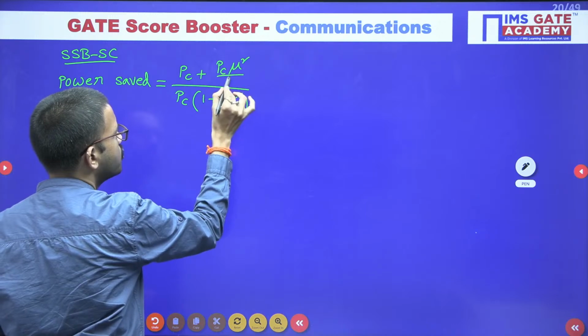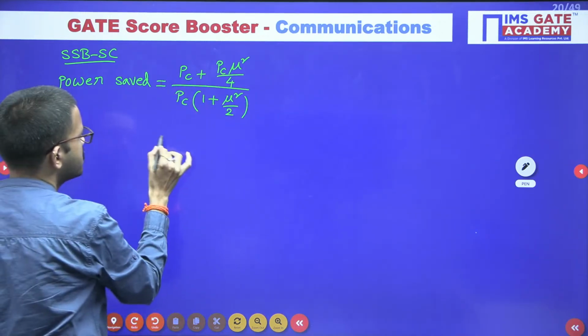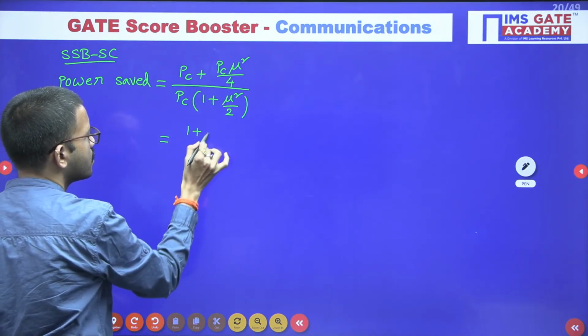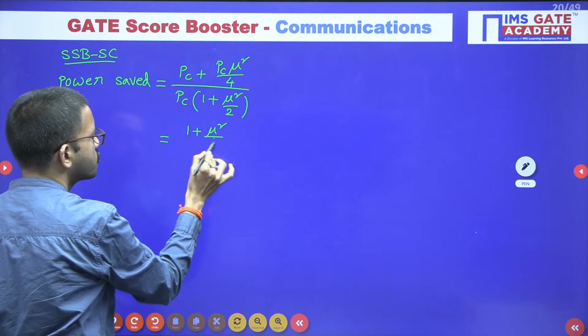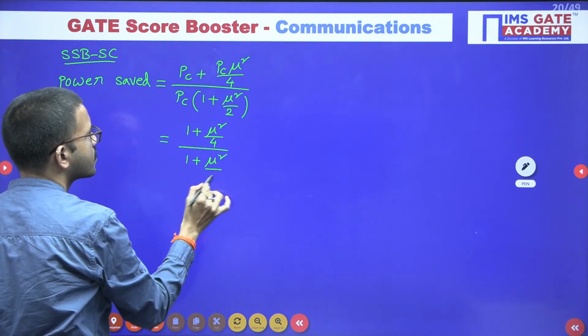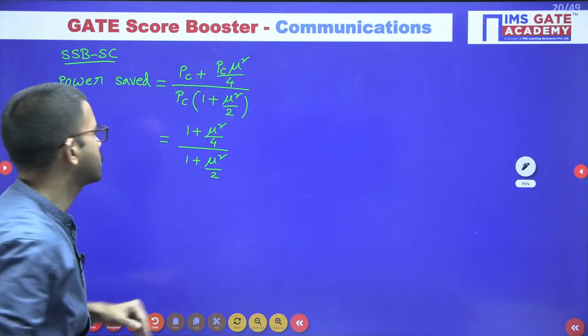PC mu square by 4. I hope all of you are getting the clarity. Okay. Now in the numerator you can take PC as common. After that PC will get cancelled. So here you will get 1 plus mu square by 4. Here you will get 1 plus mu square by 2. PC if you take common, numerator denominator you are having PC, it will get cancelled.